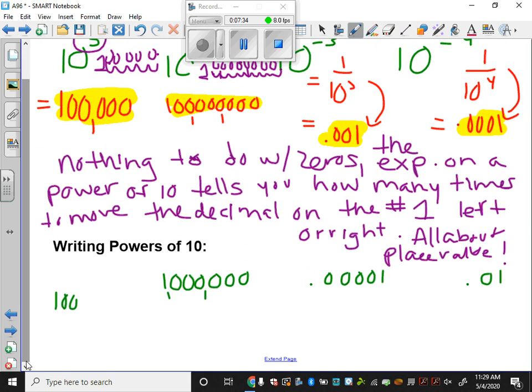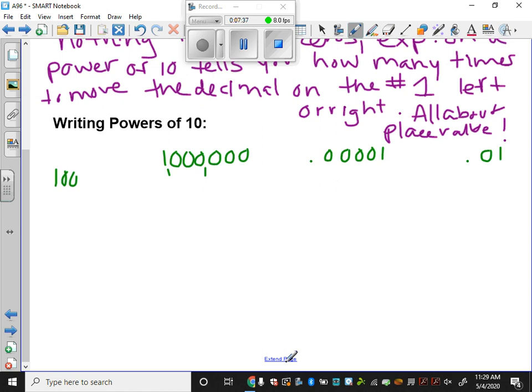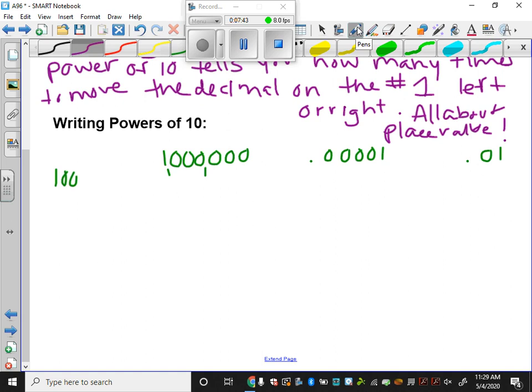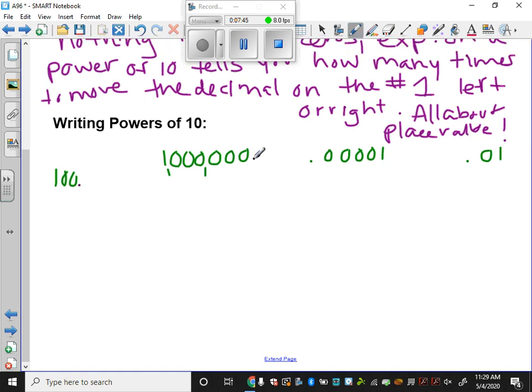Now, if I go in the reverse, how do I actually write these as powers of 10? Remember, we're always thinking about the number 1. So I need to think about where the decimal is in each of these problems, and I highlighted it on each of these. How many times do I have to move this to get back to the number 1? 1, 2. So this would be 10 squared. I'd have to move this 1, 2, 3, 4, 5, 6. So that would be 10 to the 6.